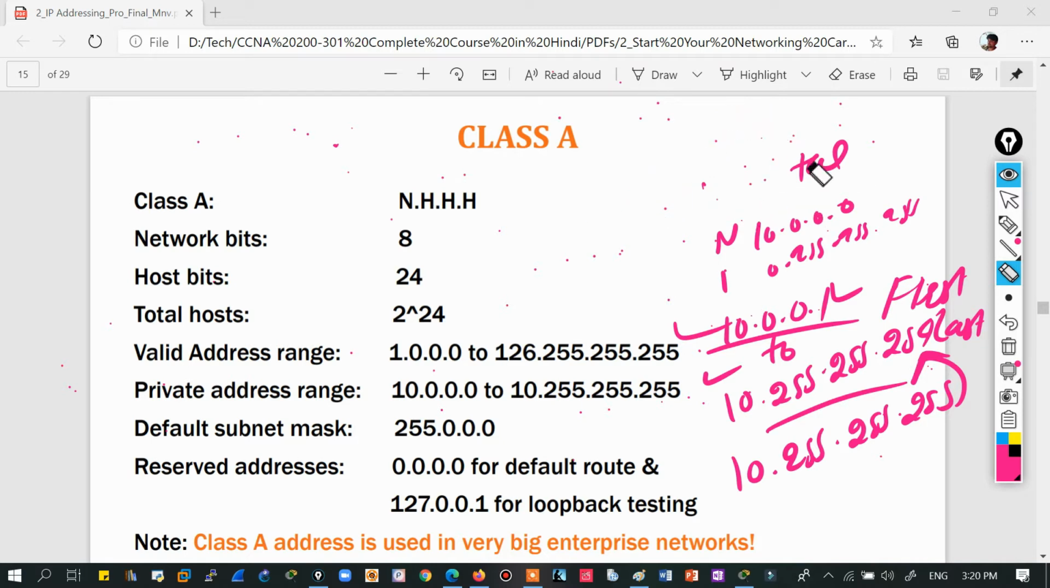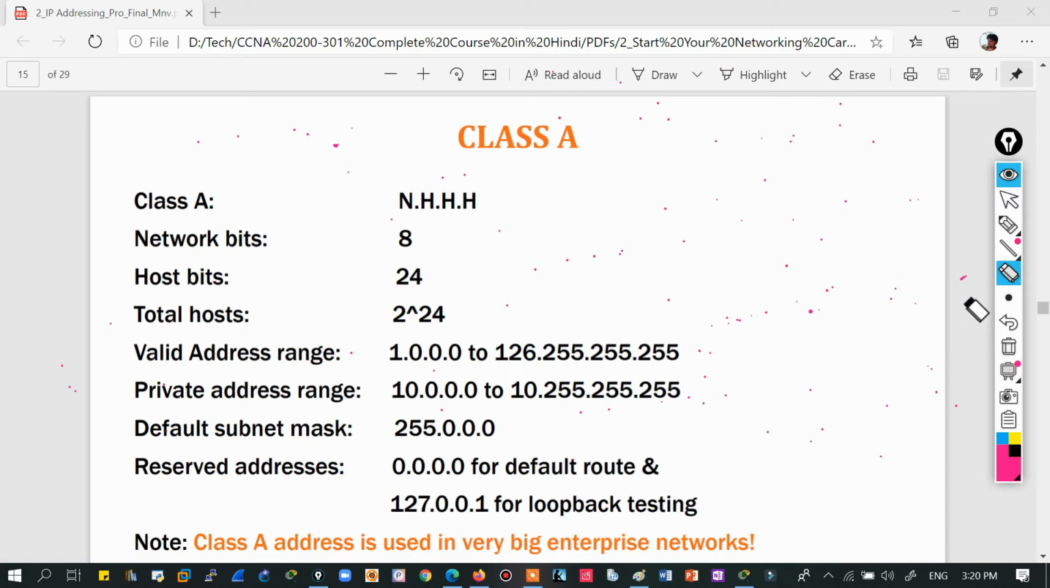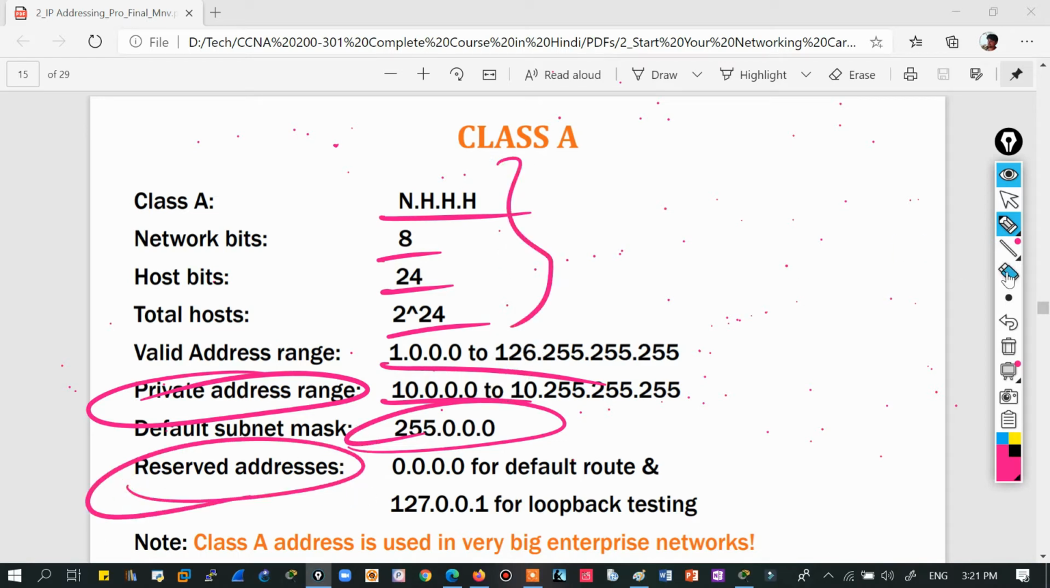So yes, there are these 5 terms that we have discussed: network address, broadcast address, first usable, last usable, and your IP range. If you are clear with these 5 terms, then I think you know what an IP address is. So far we have discussed the network and host part, network bits, host bits, total hosts, and range. Private, I am not done with this till now. Subnet mask, no, we have not done this. And reserved, no, we have not done. So far we have done only this part.